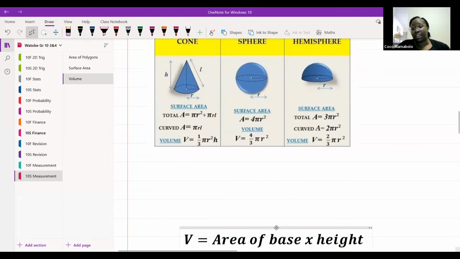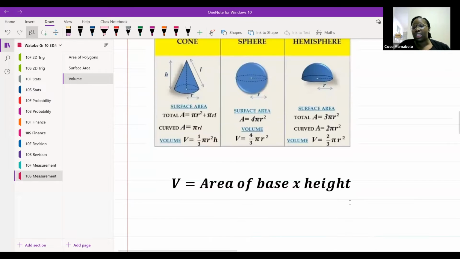We're going to use the fact that our volume is equal to the area of the base multiplied by the height. So if I have, let's say, for instance, a cylinder, what is my base shape? Guys, what shape do I have at the bottom over there? Tell me in the chat. What is the base shape?